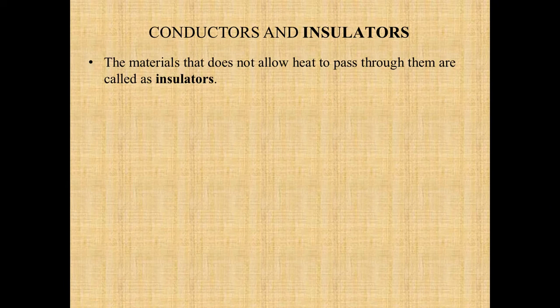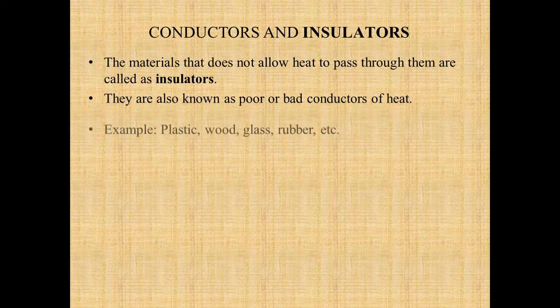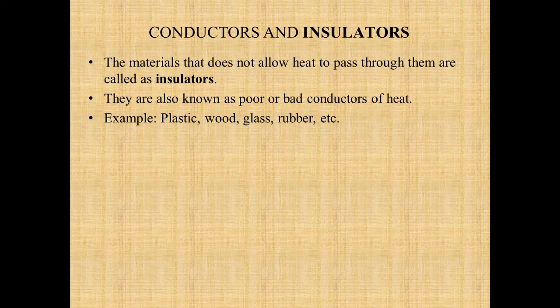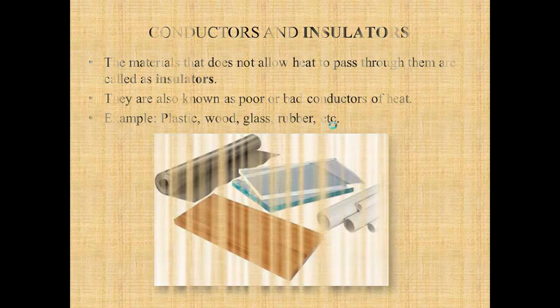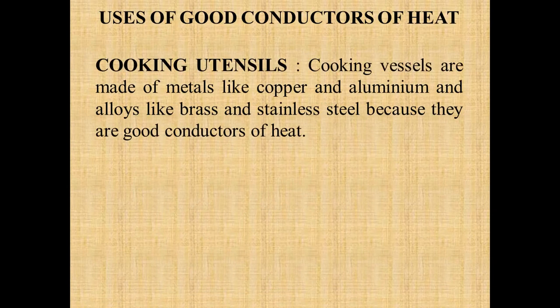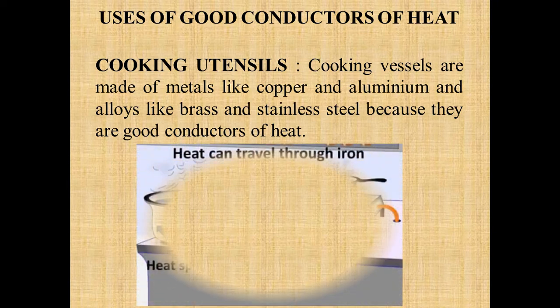Whereas the materials that do not allow heat to pass through them are called insulators. They are known as poor or bad conductors of heat. For example, plastic, like we have seen in the previous example, when the plastic spoon was kept in the hot water, it is not conducting the heat. Wood, glass, rubber, etc. These are all bad conductors of heat, or we can say they are known as insulators. Now where is the utility of good conductors of heat? Cooking vessels.